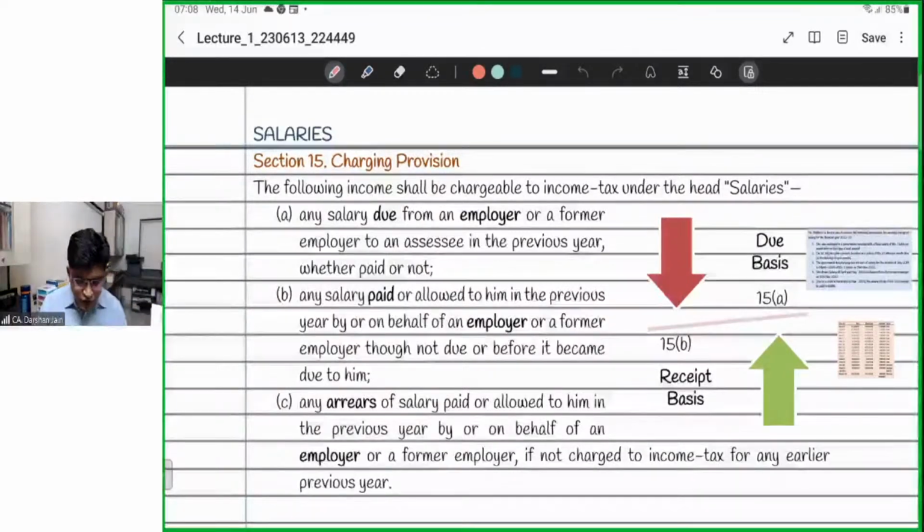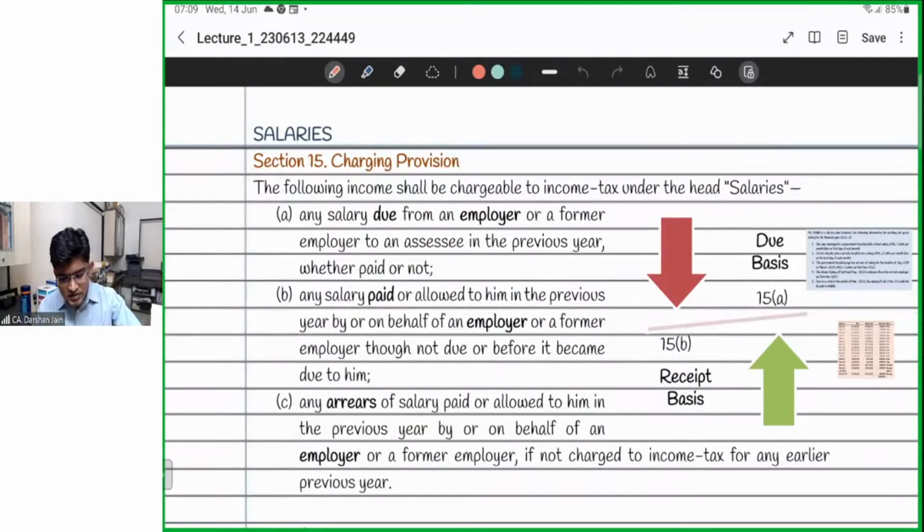So one of the foremost things is that there should be an employer and employee relationship. Without an employer-employee relationship, well, there could be no salary and nothing would be taxed under this head. So if there is not an employer and employee relationship, and if you receive some amount, one thing for sure, it is not going to get under this head.